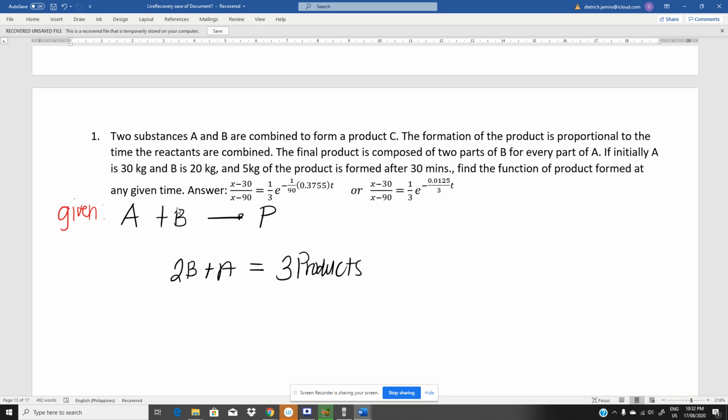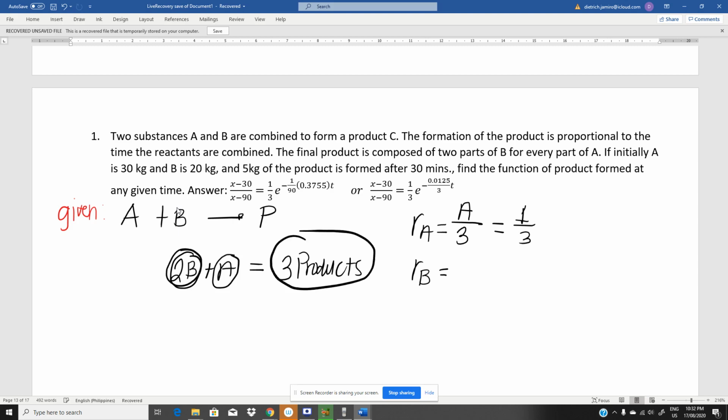And then taking the ratios of that, Ra is equivalent to, there's one A for every two B, so A over the total product, which is 3. So we have only 1/3 for Ra. While our Rb is equivalent to, there are two parts that form for every three, so we will have 2/3 for our Rb.